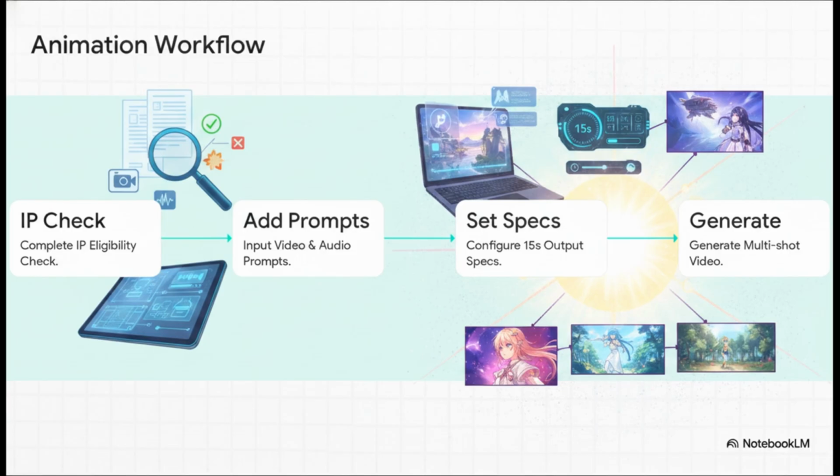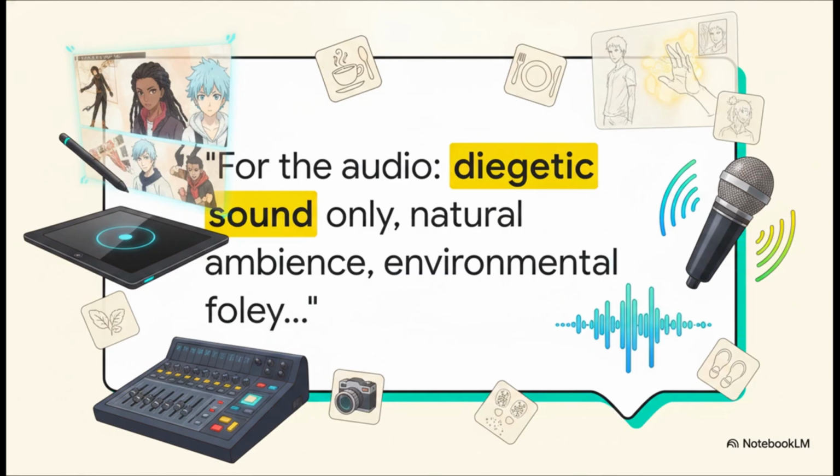Step 2, input your video and audio prompts. Step 3, configure your output specs for a 15-second duration. And Step 4, just hit generate. Seedance will automatically extract the core ideas from your storyboard and weave them into a multi-shot video with really dynamic cinematic camera angles. Now, I want you to pay extremely close attention to the prompt used here for the audio.